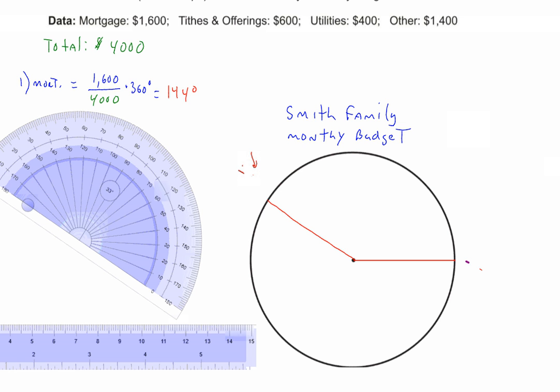Now, I got to label the piece. It's mortgage, right? Mortgage is your house payment. Would be rent if you're renting. That usually is a major portion of your budget. And don't forget the amount, not the degrees. You don't write 144 degrees, you write the data. $1,600, don't forget the dollar sign. Does that make sense?